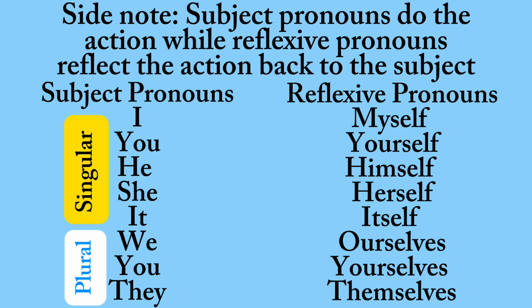So to elaborate, for our subject pronoun I, we have our reflexive pronoun myself. For our subject pronoun you, we have our reflexive pronoun yourself. For our subject pronoun he, we have our reflexive pronoun himself. For our subject pronoun she, we have our reflexive pronoun herself. For our subject pronoun it, we have our reflexive pronoun itself.